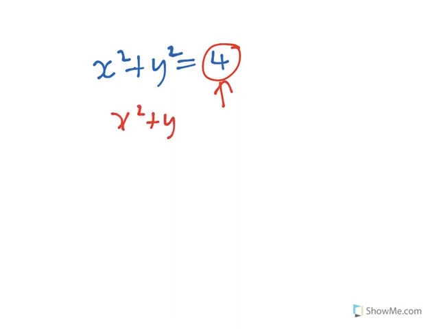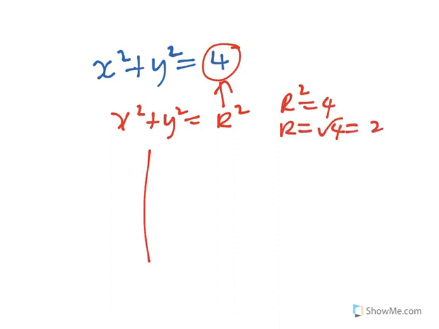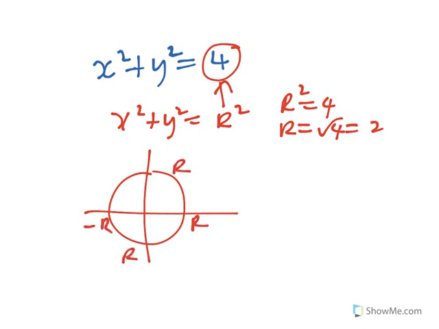Now, for the circle, it has the 2 squares. But you do have to remember that the formula for it is x squared plus y squared equals r squared. So r squared is 4, so r is root 4, which is 2. So that's the radius there. So what you've got to do is you put 2, 2, and minus 2. 2, 2, minus 2, minus 2.